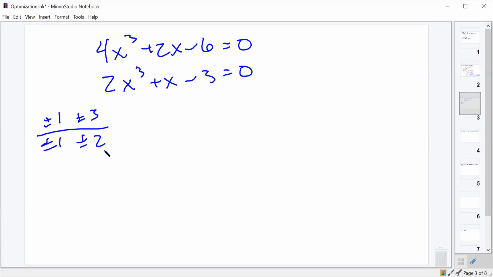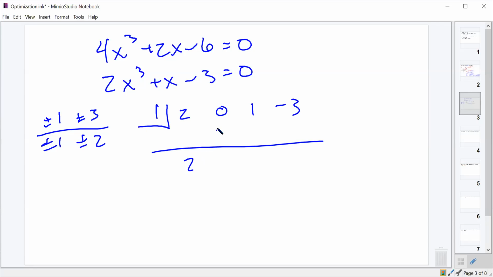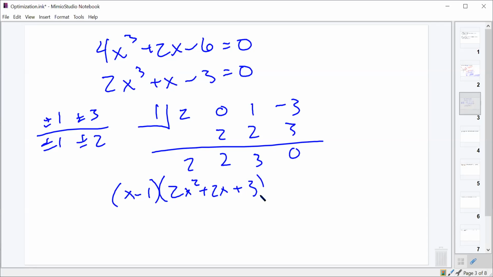Sure, 1 seems like a good choice. So if we try 1 with our synthetic division, 2 for 2x cubed, 0 for 0x squared, 1 for 1x, and -3 for our constant, and do synthetic division, drop down the 2. 2 times 1 gives us 2, 0 plus 2 is 2, 2 times 1 is 2, 1 plus 2 is 3, 3 times 1 is 3, and add those and get 0. And we can see that that worked out really nicely. So x minus 1 is a factor of this, as is 2x squared plus 2x plus 3.